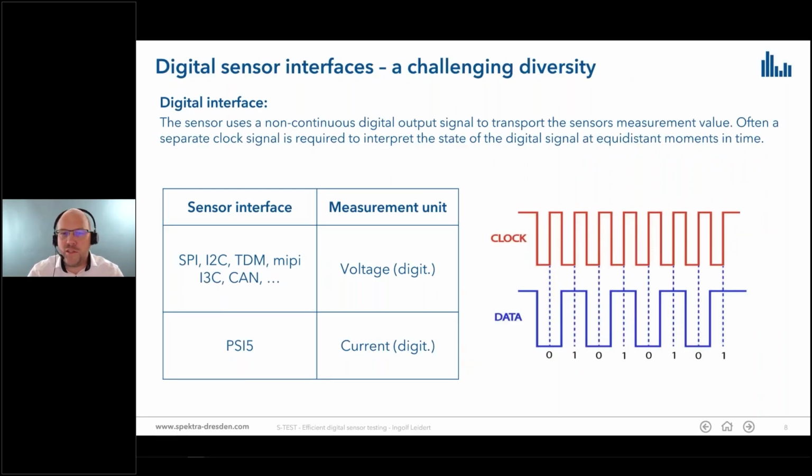Digital. What is a digital sensor? In the end, a sensor is of course measuring its environment, but the representation of that data is by a digital sensor protocol. I named a few here. Some of you might be aware of these abbreviations, but these are typical digital sensor protocols, and the sensor is transporting data by these standards.